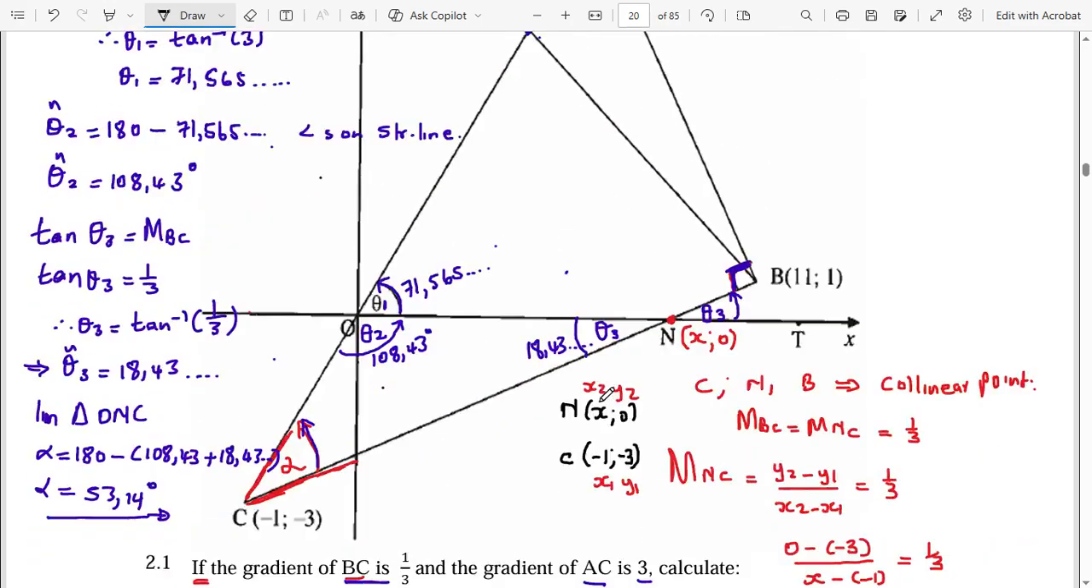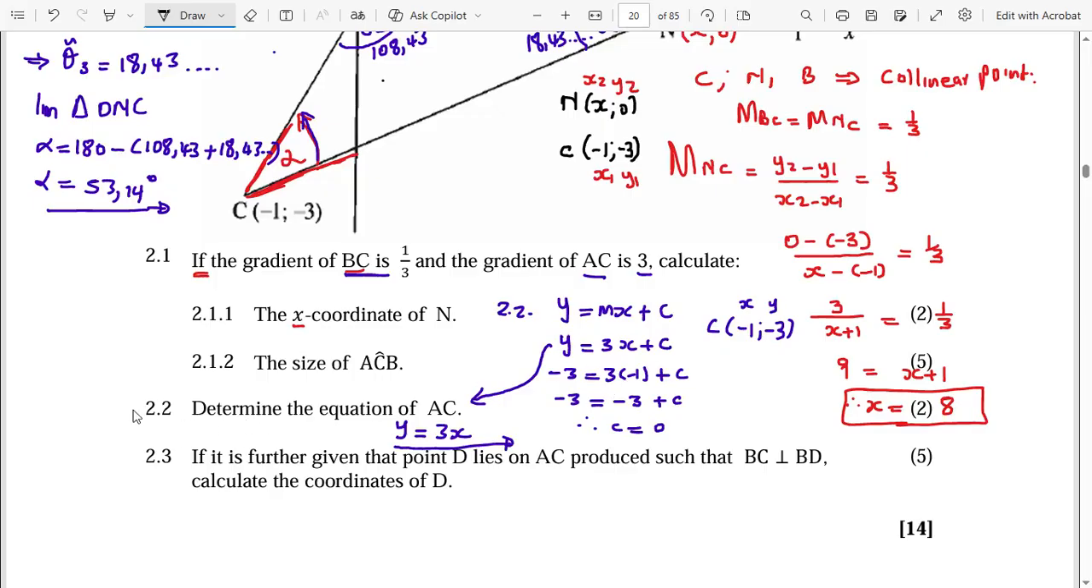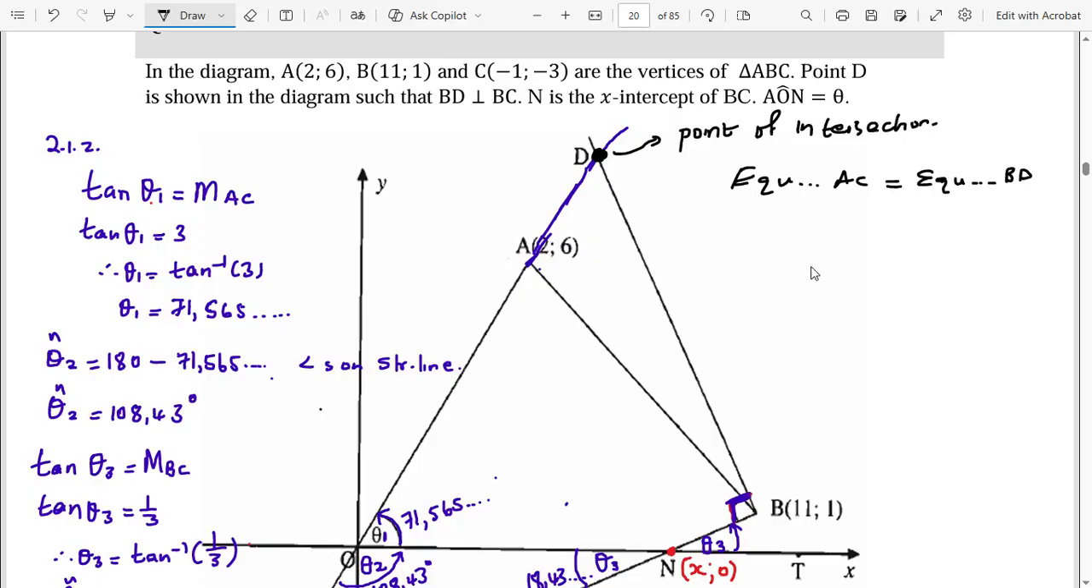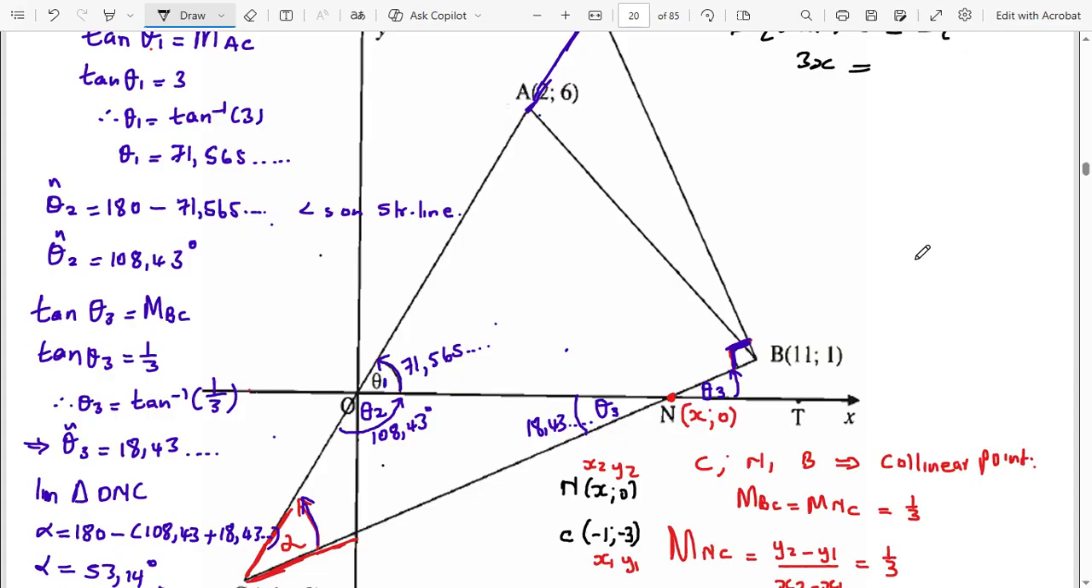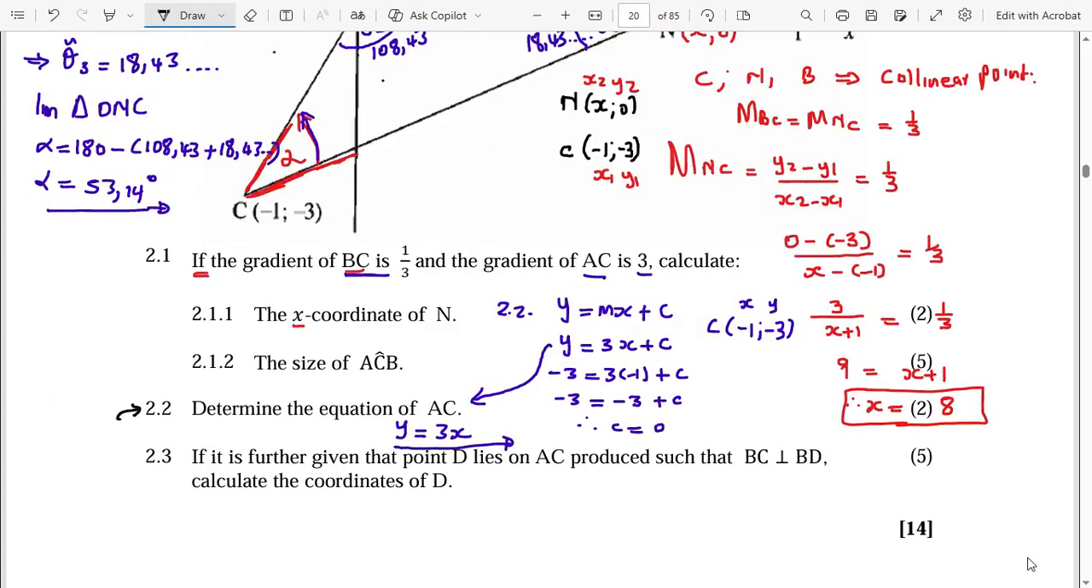Now, when I look back to the previous questions, I know the equation of AC. That's 3x. I need to equate that with the equation of BD. Do we have the equation of BD? No. We need to first calculate the equation of BD. They said that BD is perpendicular to BC. What do you know about lines that are perpendicular? What can you tell me about their gradients? If two lines are perpendicular, the gradient of BC multiplied by the gradient of BD should give us -1.